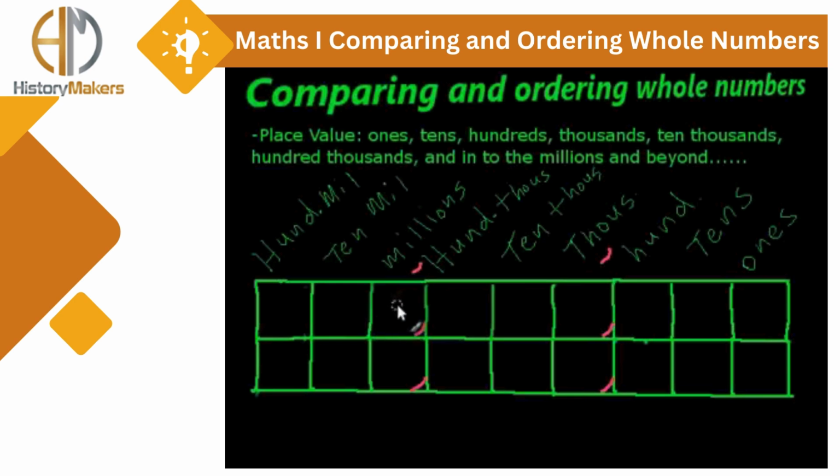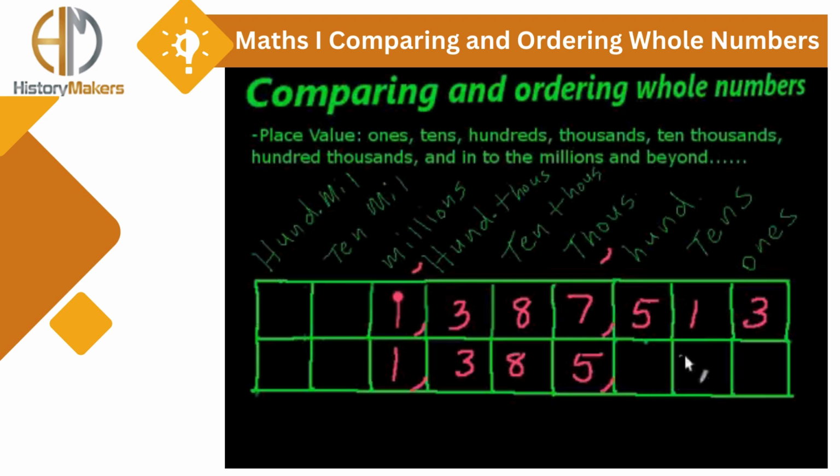So the first number here is going to be 1,387,513. And our second number we have 1,385,787.